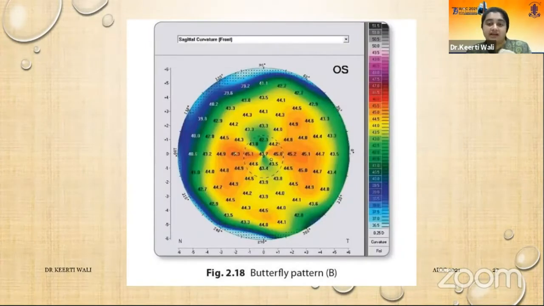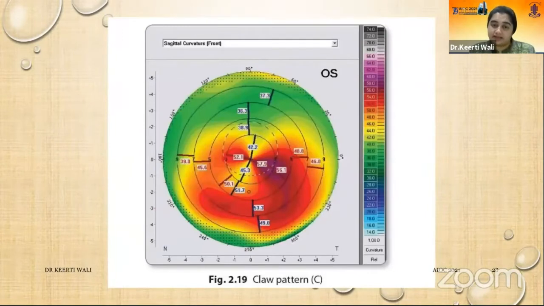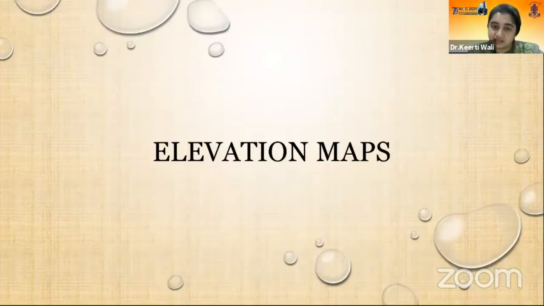This is a butterfly pattern, characteristic of PMD. This is a claw pattern, characteristic of inferior corneal ectasias.